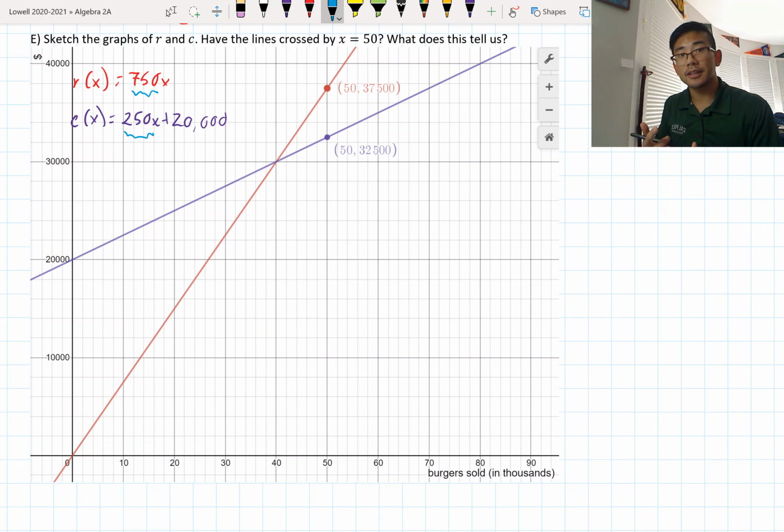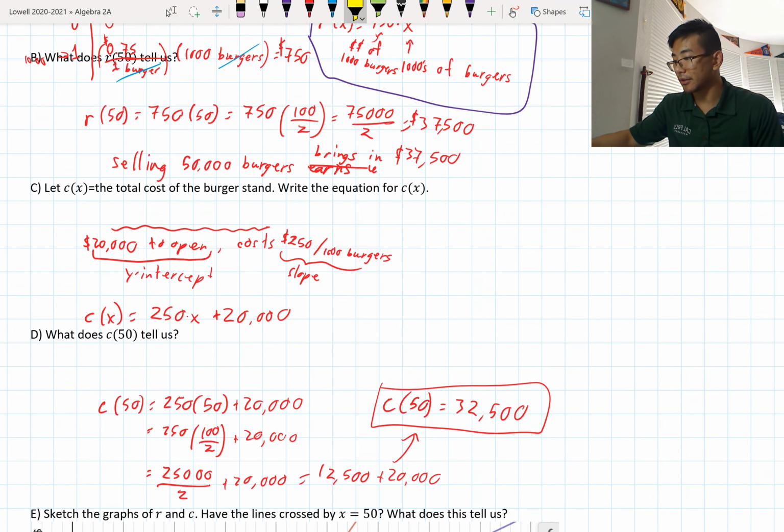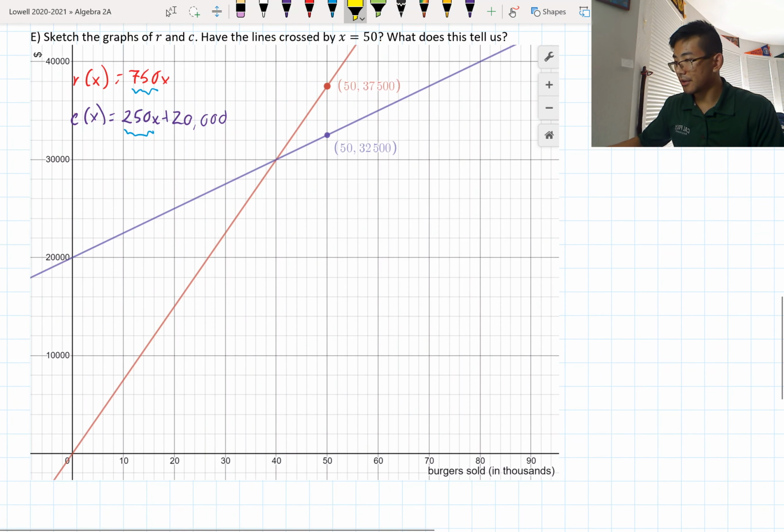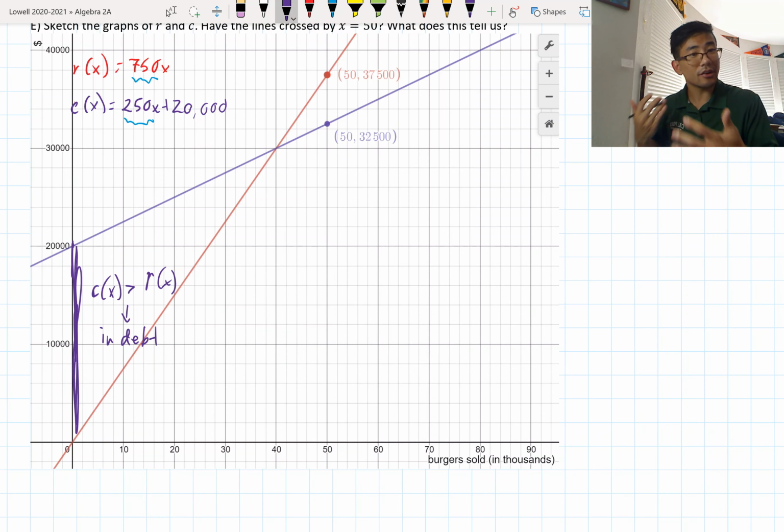And we can actually see this based on what we had done previously with c of 50 and r of 50. Notice, when you first open, they're in debt, right? The purple line is above the red one, so c of x is greater than r of x. And that tells us that we are in debt, because we've spent more than we earned.